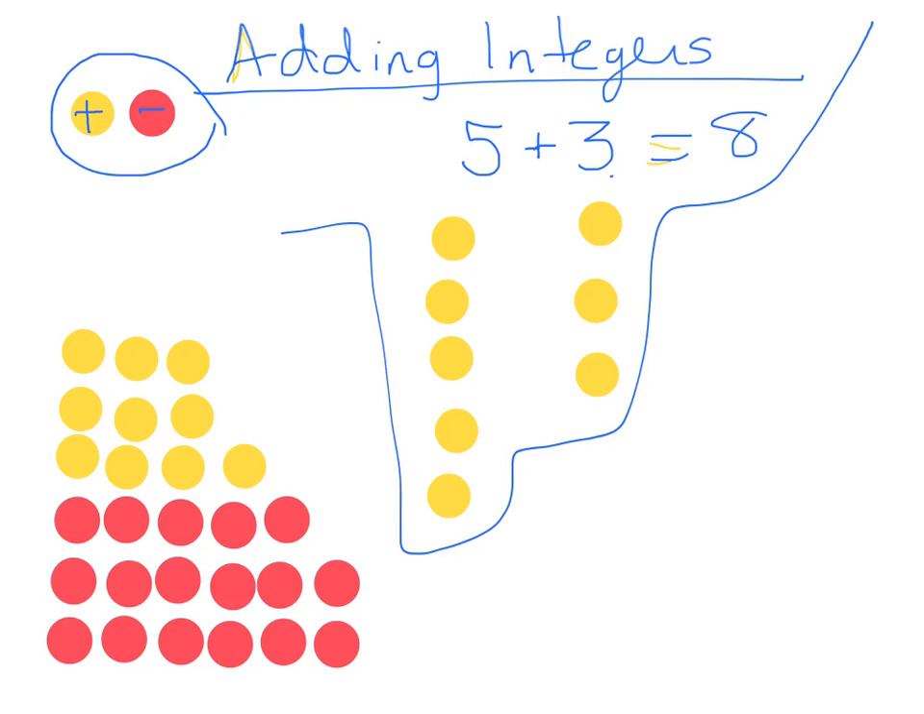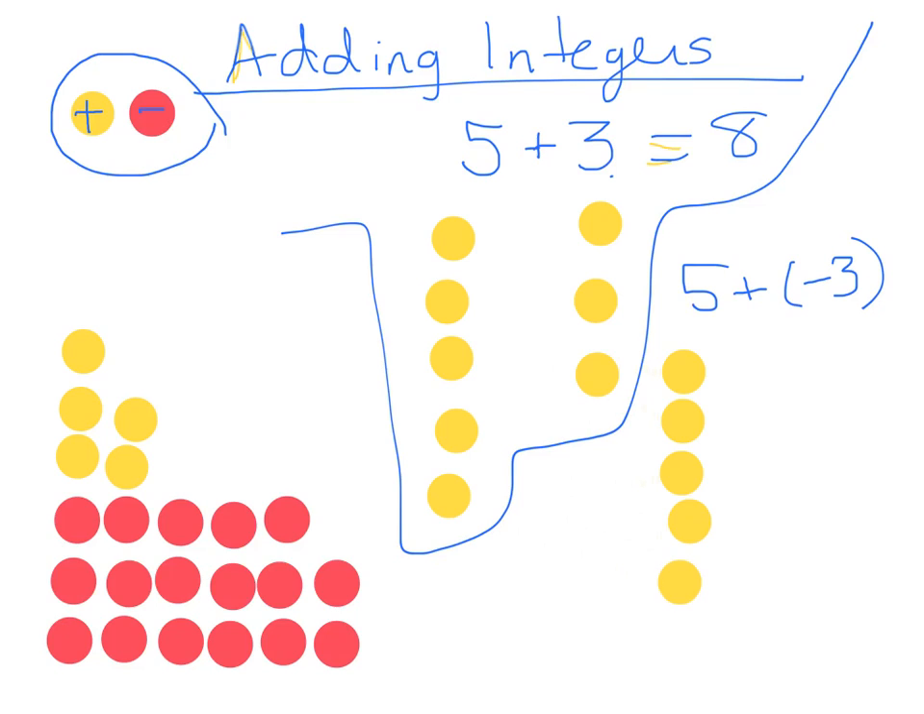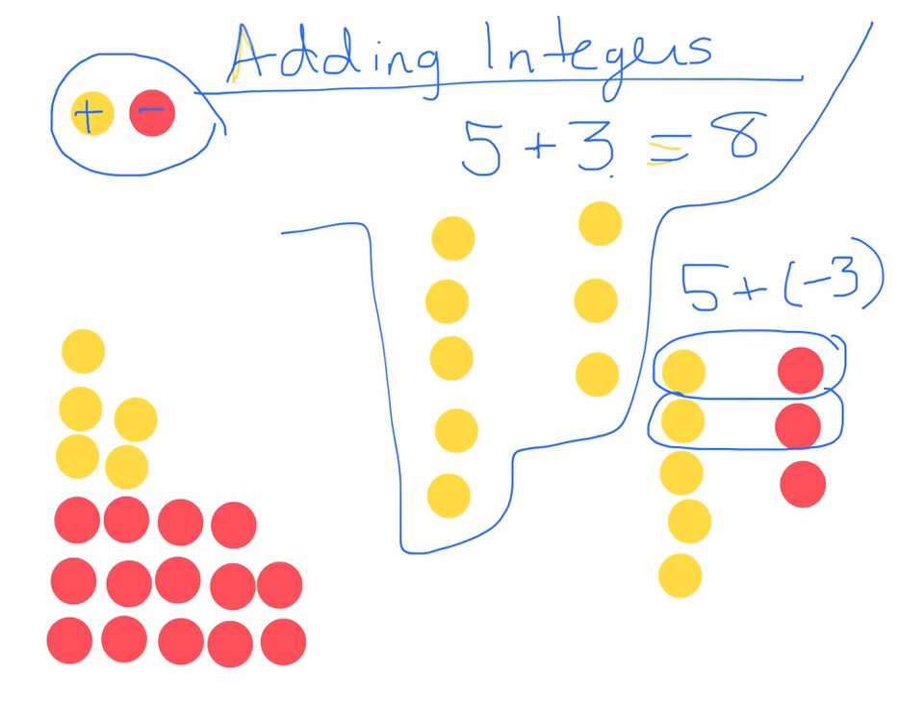Now if we have 5 plus negative 3, it's not as familiar as what we've done. We're going to do 5 and then we're going to show negative 3. And then I'm going to see what cancels out. This is where it is important to show that you're finding your zero pairs. So we have 3 zero pairs. And here's our leftover, which means our answer is positive 2.